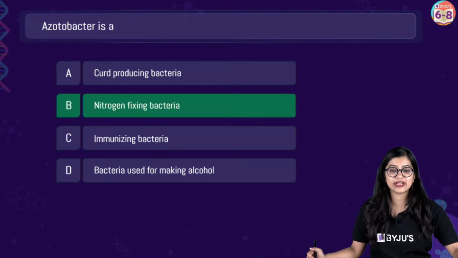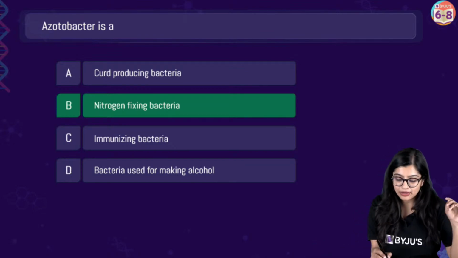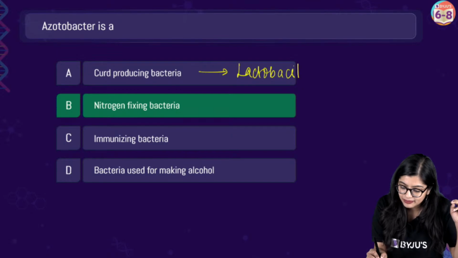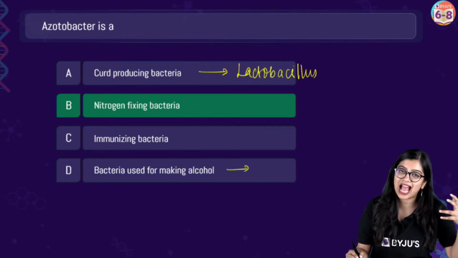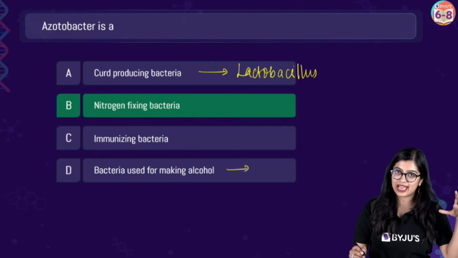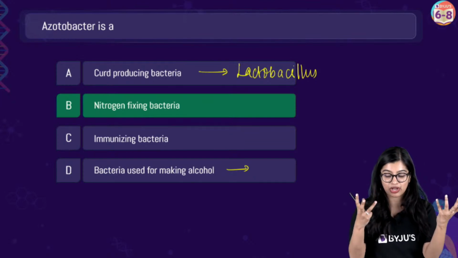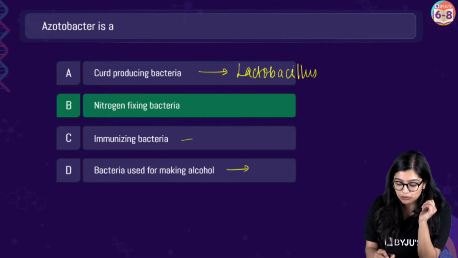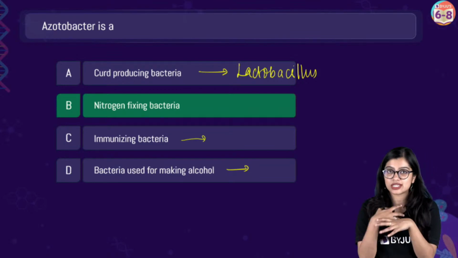Answer is nitrogen fixing bacteria. Curd producing bacteria, you know it is lactobacillus. We are clear, right? Now, bacteria used for making alcohol, we know that per se it is not there, right? But we know that when it comes to production of commercial alcohol, it is yeast. Then you have immunizing bacteria, which is your disease-causing bacteria.